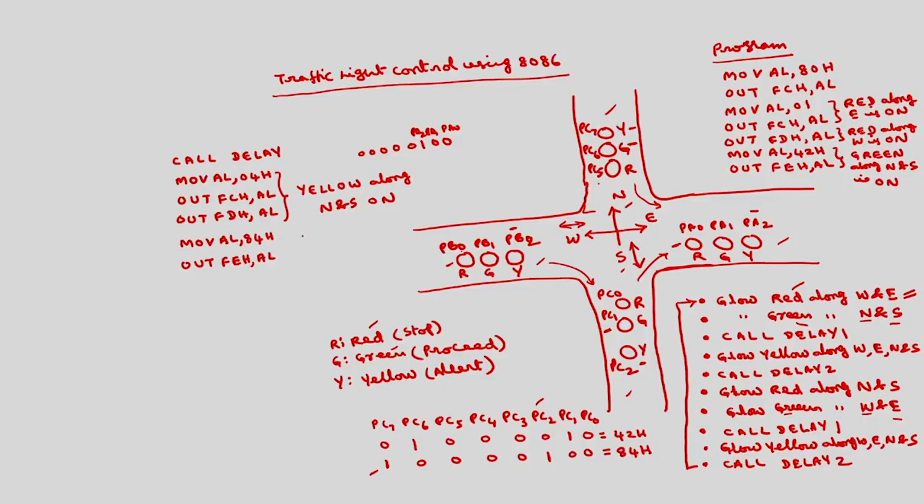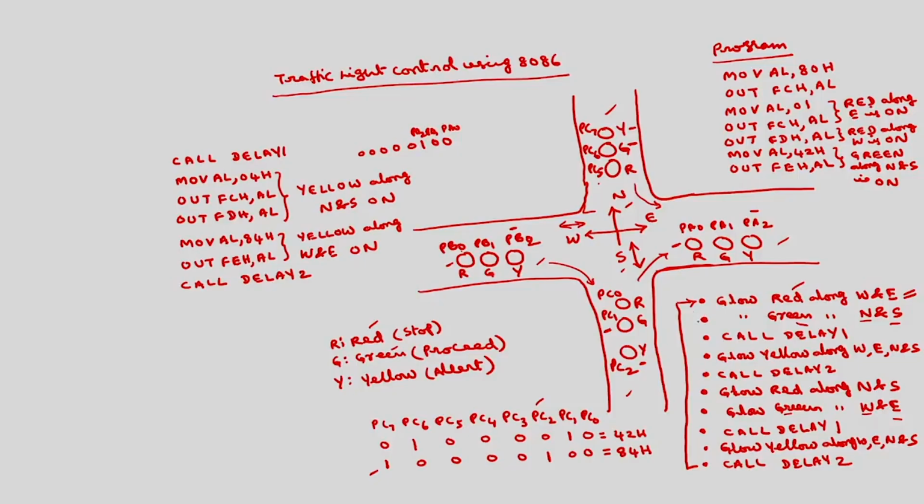So, this will be on yellow along west and east will be on. Then you have to call another delay. I will call this call delay 2, the previous one as call delay 1. Delay 2 is normally less than delay 1. Then you have to reverse the operation.